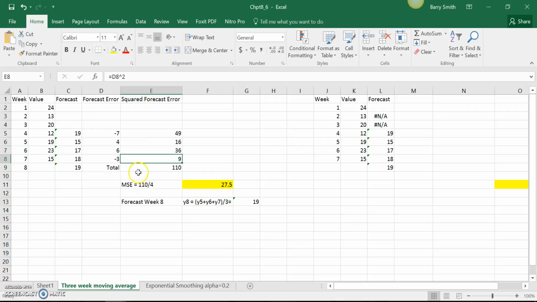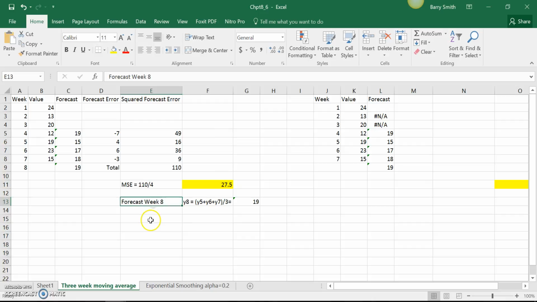And then to find the MSE, which is the mean square error, there are 2 ways. We can first find the total, which is 110, by summing those 4 values, and then take 110 divided by 4, which is 27.5. Or the easier way is probably just the average of those 4 items, and that's what I did here. So that gives me the mean square error of 27.5.